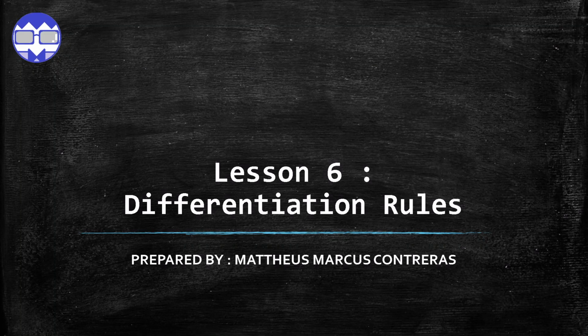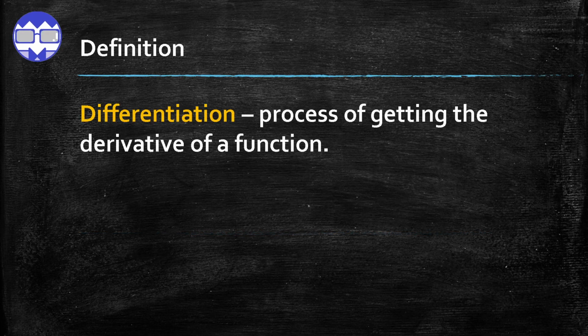Okay, good day everyone. So this will be lesson 6, differentiation rules. So to start, let's try to define some terms. Take note, the process of getting a derivative is called differentiation. And again, when you get the derivative, you are actually getting the change of the function in terms of the slope of the function.